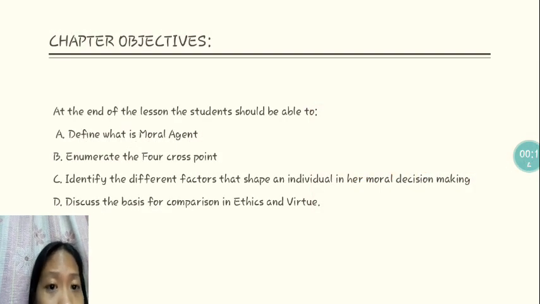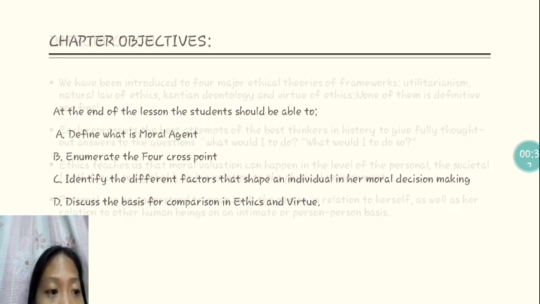For our chapter objectives, at the end of the lesson, the students should be able to: A. Define what is a moral agent, B. Enumerate the four crosspoints, C. Identify the different factors that shape an individual and her moral decision making, D. Discuss the basis for comparison in ethics and values.